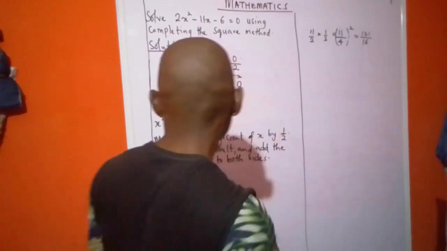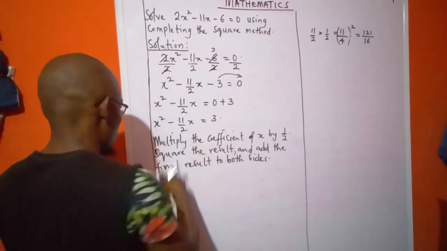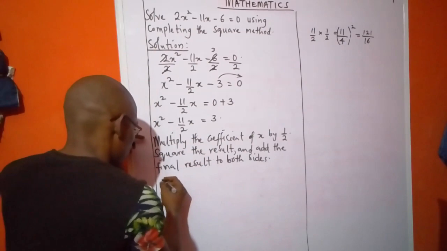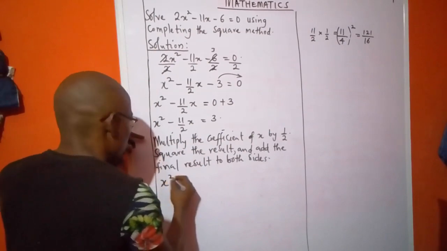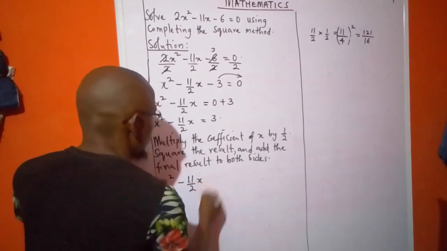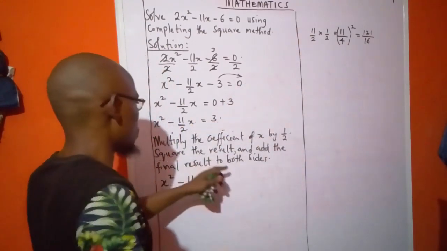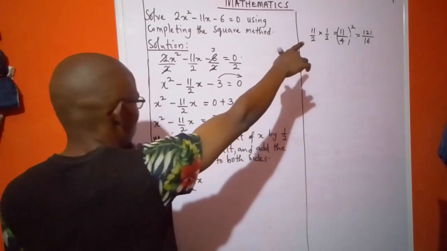So that's what we'll now bring into this equation. Which means we have this equation to be x squared minus 11 over 2x. Then the final result, they said we should add it to both sides. So the final result there.